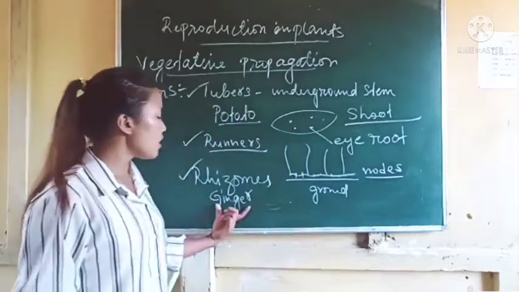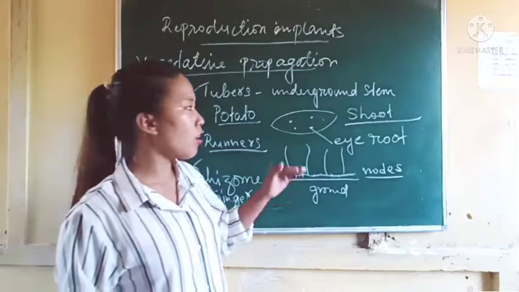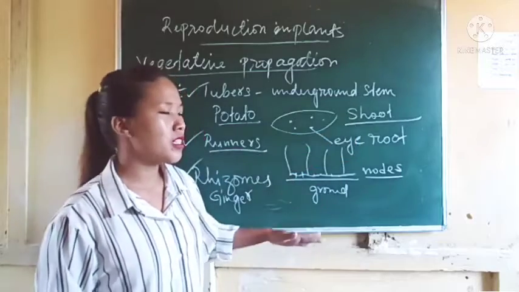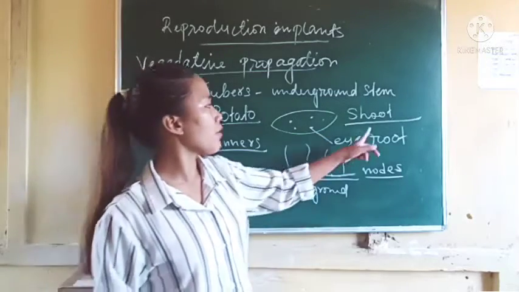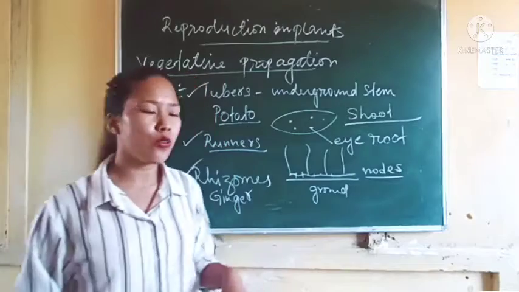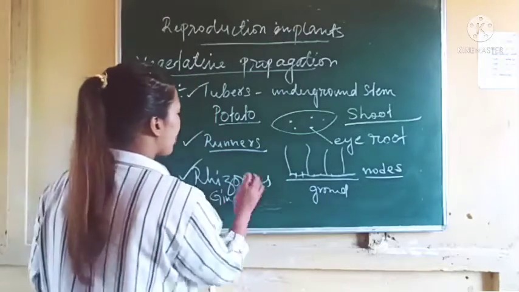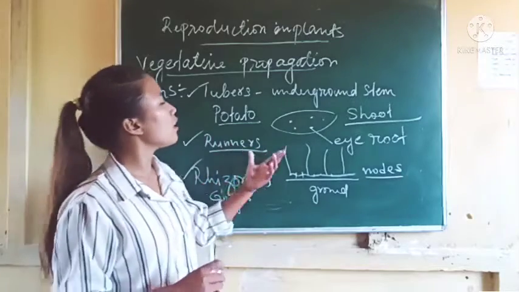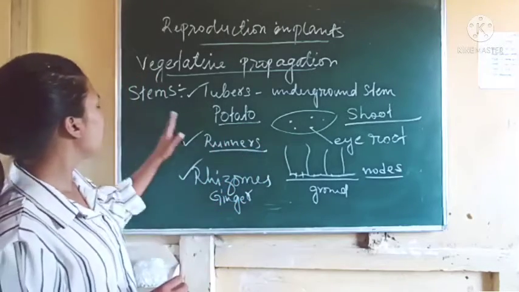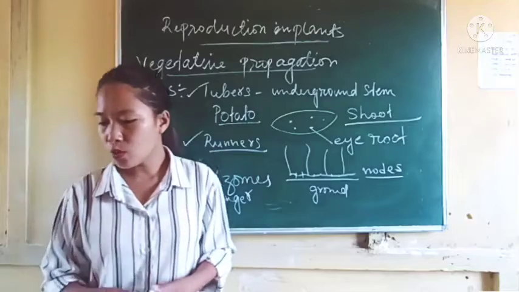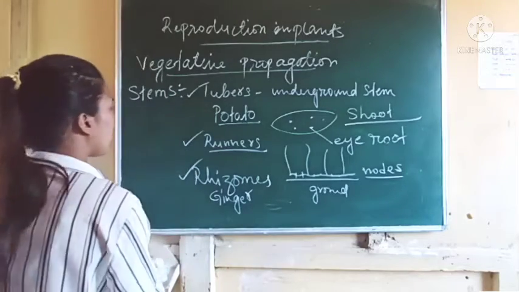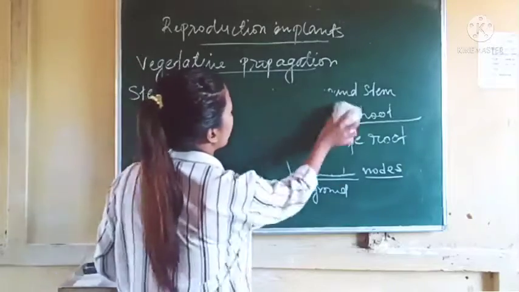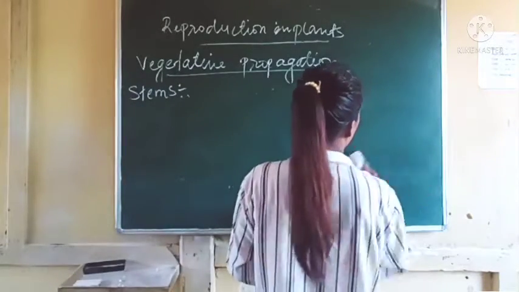So in ginger there will be some buds on the upper side. These will give rise to a shoot, and the buds that are present on the lower side will give rise to roots. So rhizomes are another way of reproducing by stems. And the next one is corms. Let me rub all this and then write the next step, that is corms and bulbs.